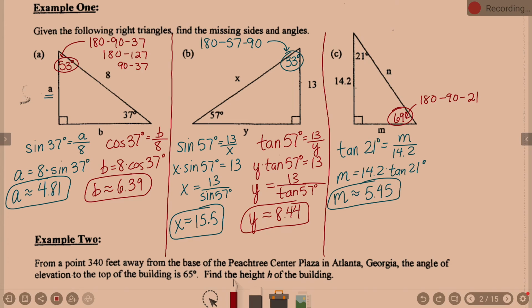My recommendation is to avoid the cotangent, cosecant, and secant on these, just because you then have to do reciprocal buttons on your calculator. It just gets more confusing. Okay?